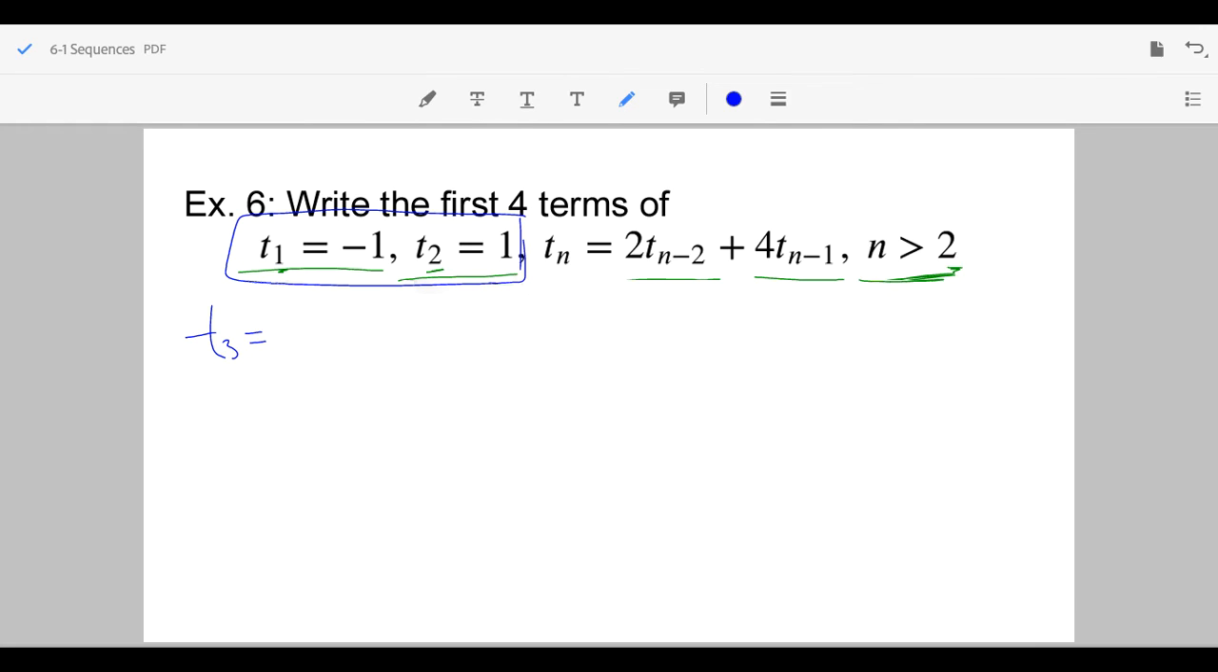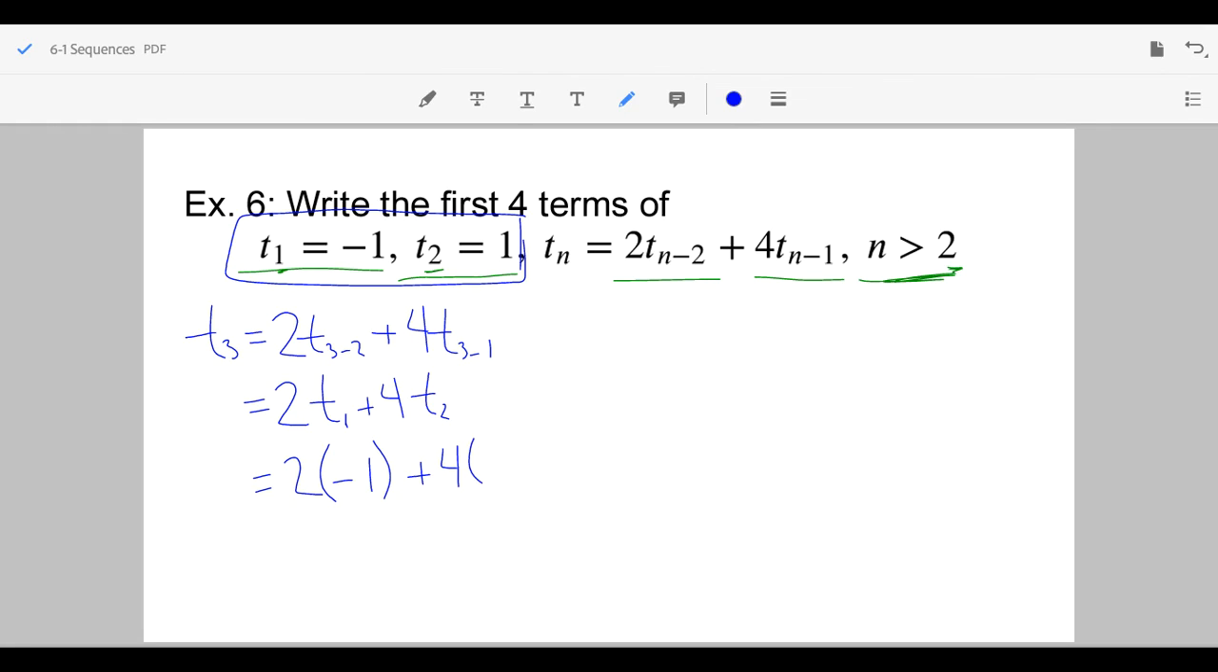So term 3 is equal to 2 times term n minus 2, and n is 3 here, so 3 minus 2, plus 4 times term n minus 1, which would be 3 minus 1. And again, remember these are subscripts. Don't write these 3 minus 2 and 3 minus 1 bigger. Don't write the 2 and the 4 smaller. You will get yourself confused. So this is 2 times term 3 minus 2 is 1. So 2 times term 1 plus 4 times term 2, because 3 minus 1 is 2. Term 1 is negative 1, and term 2 is 1. 2 times negative 1 plus 4 times 1 gives us 2. So term 3 is 2.